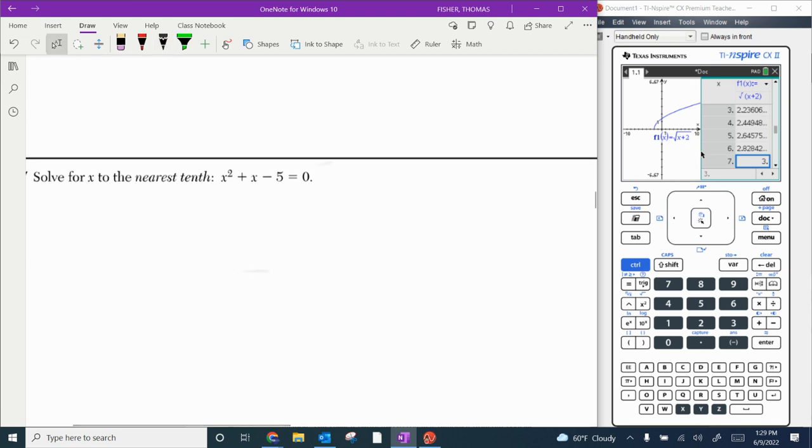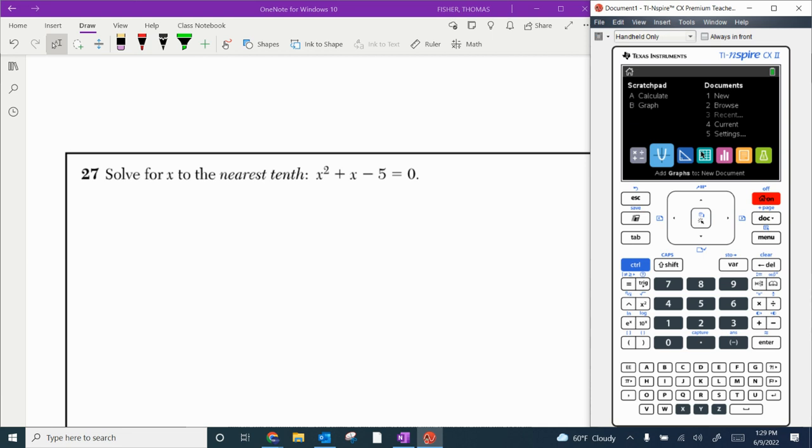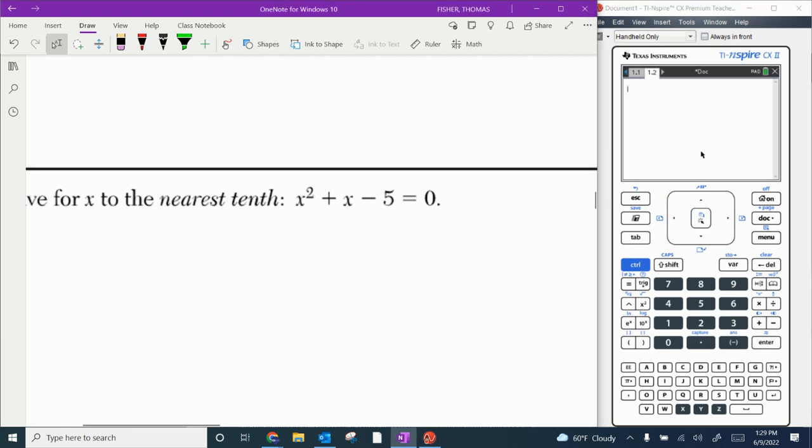Okay, for this one, solving a quadratic to the nearest tenth, this is a hint. Nearest tenth there means it's not factorable, so don't even try to factor it. So you can use the quadratic formula, you can use completing the square, whatever you want to do besides factoring. I'm going to do the quadratic formula, x equals negative b. So a equals 1, b equals 1, c equals negative 5. The numbers in front, so a, b, and c. So don't forget the plus or minus.